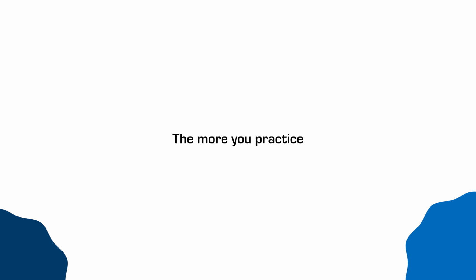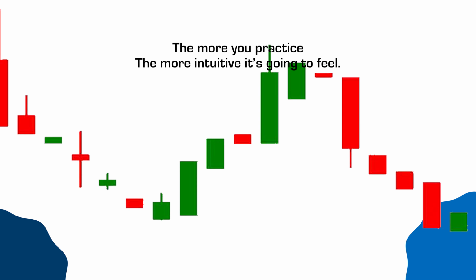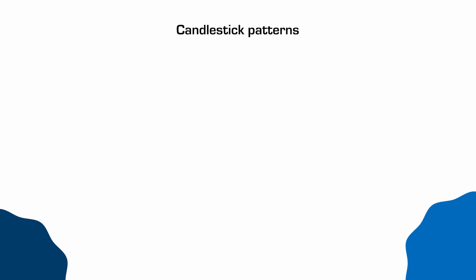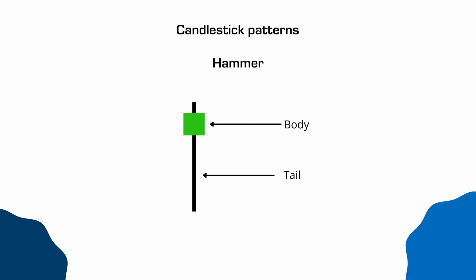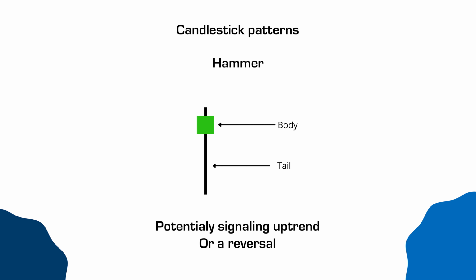Now, I am going to remind you, the more you practice and see more candles, the more intuitive it's going to be for you. And now that we know how to read a candlestick, let's look at some specific candlestick patterns. Hammer. As the name suggests, it looks like a hammer, indicating a sharp price drop followed by a recovery, as we can see by the long wick and the short body, potentially signaling an uptrend or a reversal if the stock is in a downtrend currently.